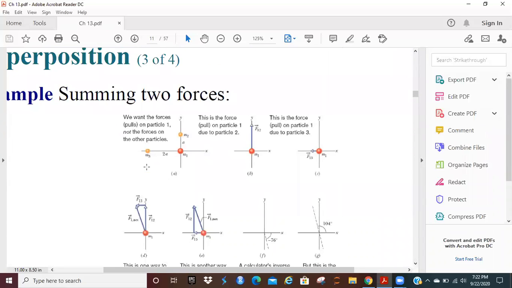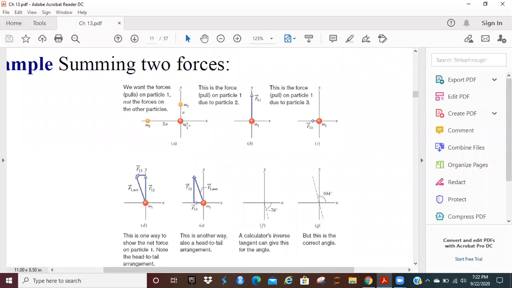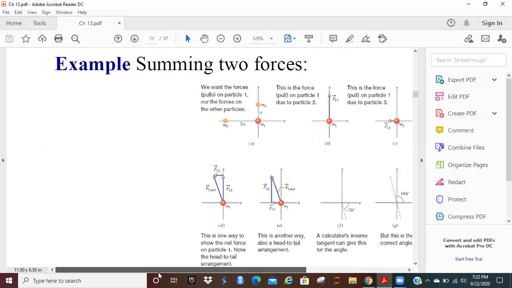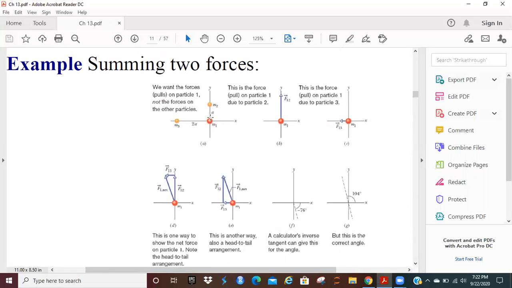There we go. So you've got a particle here, it's a mass m sub 1. You have another particle here, m sub 2. You have another one, m sub 3, and they are all certain distances away from particle 1. So we want the forces or the pulls on particle 1 and not the forces on the other particles. So we're not looking at forces being applied this way. We're looking at the forces on this guy right here.